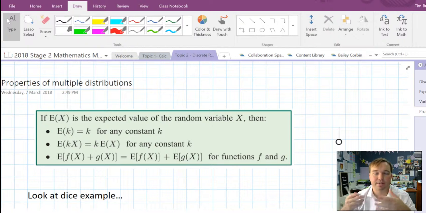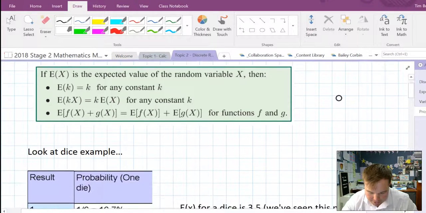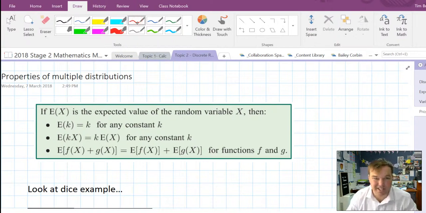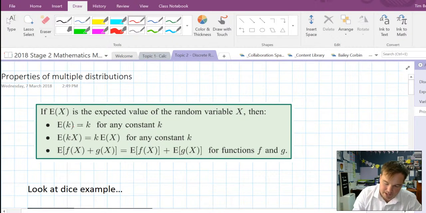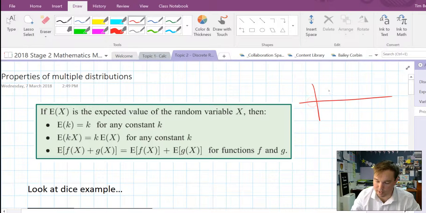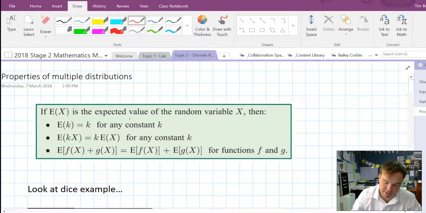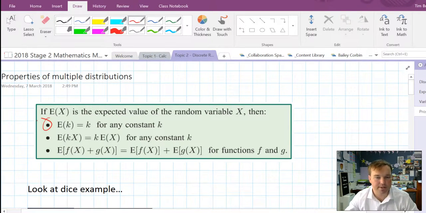So remember, the expected outcome of a single dice roll is 3.5, and each one of those dice rolls has an equal chance of occurring. So these three rules essentially say this. The expected value of k for any constant k. Imagine if you had a dice with all sides equal to 4. The expected value for that dice would be equal to 4. 4 on the dice is constant, so anything here that has a distribution with the same value all the way up the top, 4, 4, 4, 4, 4, 4, etc., is going to have a constant expected value. And that's essentially what the first rule is saying. Makes a lot of sense.